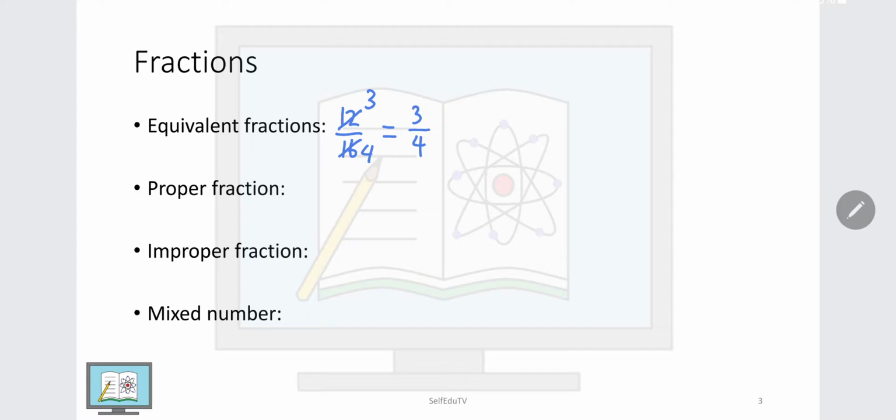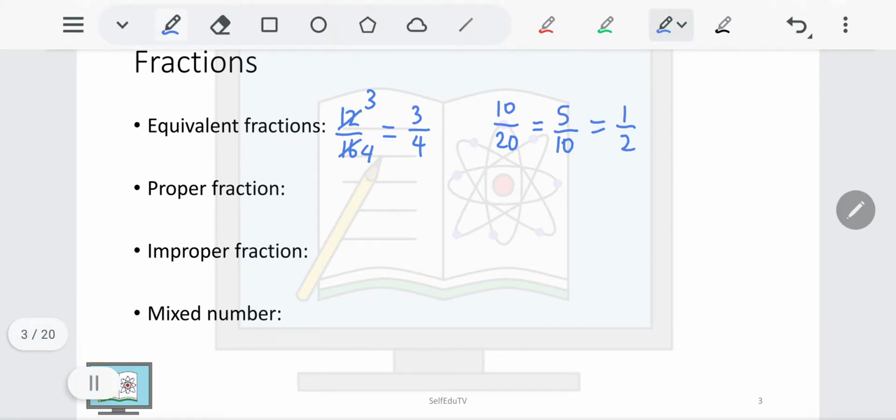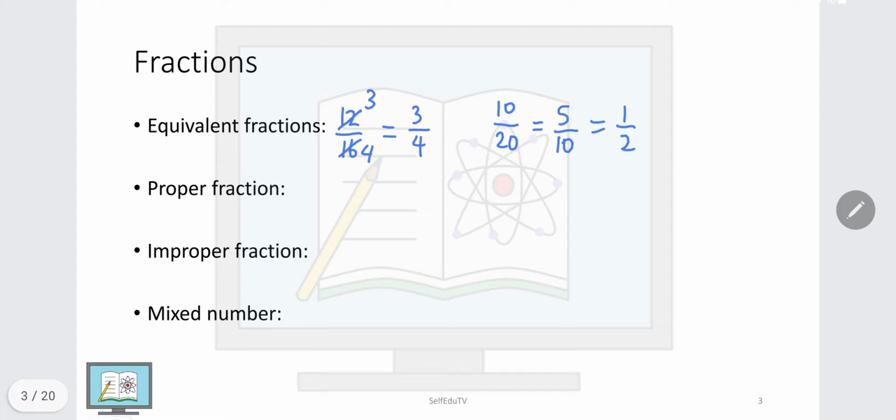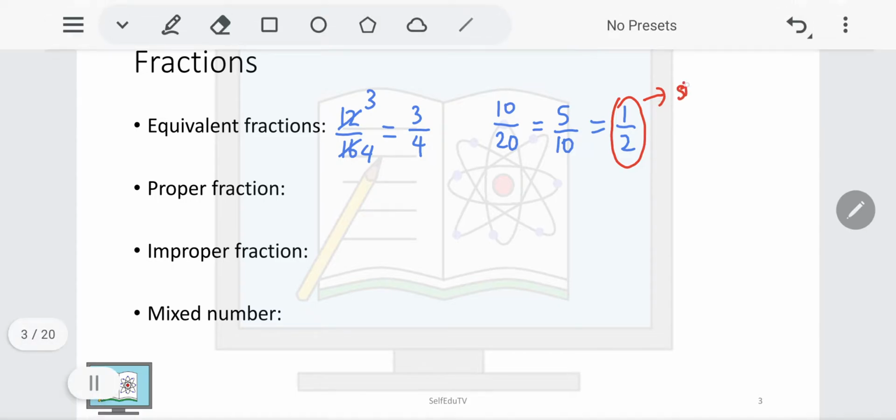Another example will be this. So these three are equivalent fractions as well. However, this half, 1/2, is known as simplest form. This form is known as simplest form because you cannot simplify further. Or lowest term.